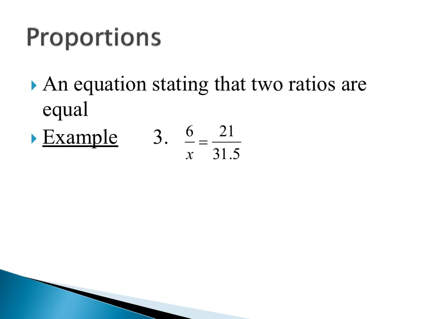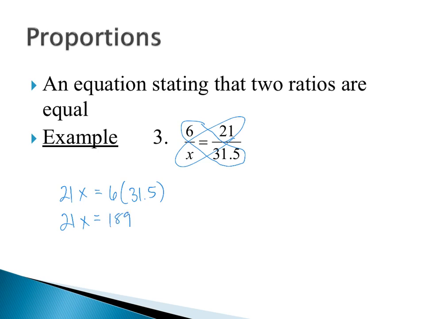To solve a proportion, like in this case, we want to try to solve this for x. We're going to do a thing called cross multiply, and I know you've done this before. You're going to multiply 6 times 31.5 and 21 times x. So 21 times x is just 21x. 6 times 31.5 is 189.